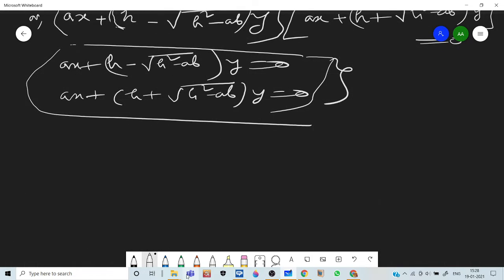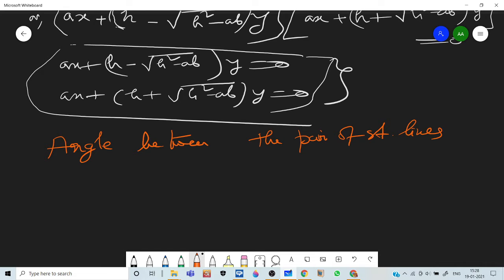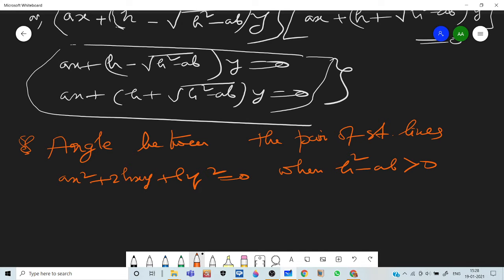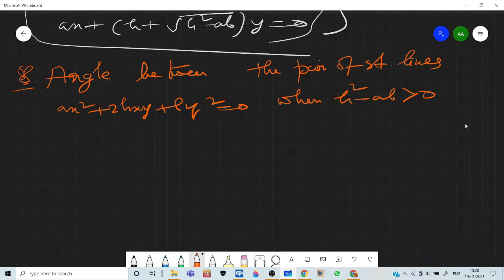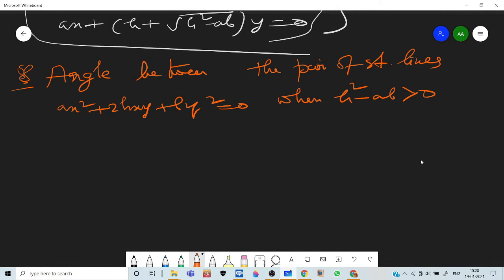Now the next article is the angle between the pair of straight lines ax square plus twice hxy plus by square equal to 0, when h square minus ab is greater than 0. Now we want to find the angle between this pair of straight lines.